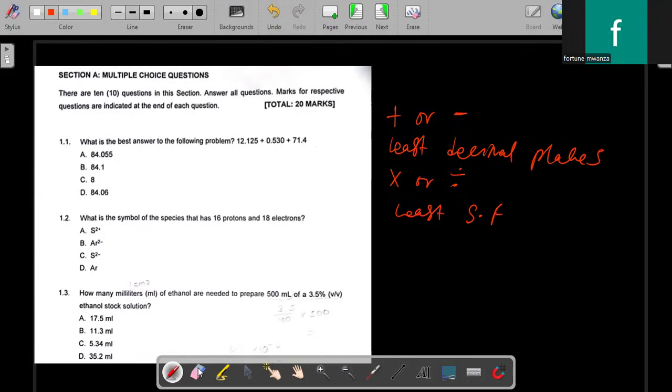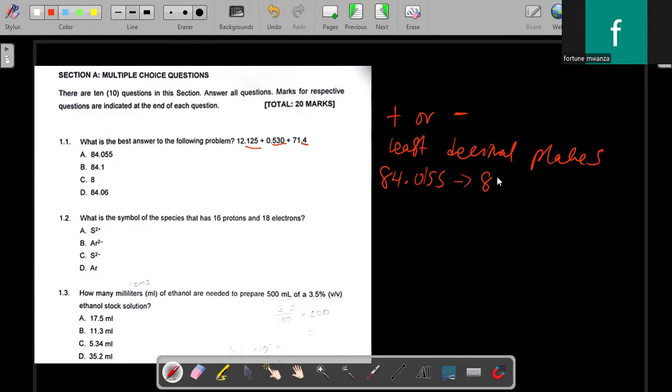Here we can see that the first number has 3 decimal places. This one also has 3 decimal places, and then this one has 1 decimal place. So our final answer needs to have 1 decimal place. When we add these 3 numbers, we are getting 84.055. So we need to round off this number to 1 decimal place.